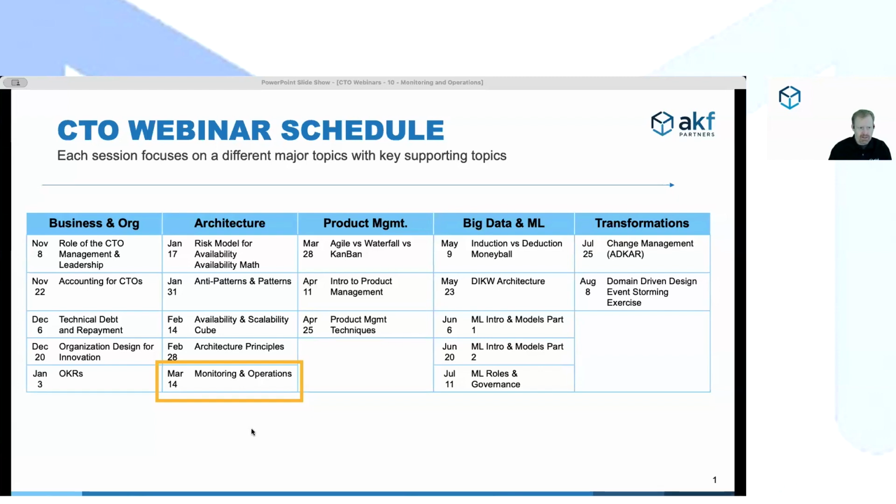Let's go ahead and get started again. Folks will be joining in, but this is our 10th session on monitoring and operations. It's one of the last ones in our architecture subtrack, and we'll be moving into product and process management in our next session at the end of March and have an intro to product management.